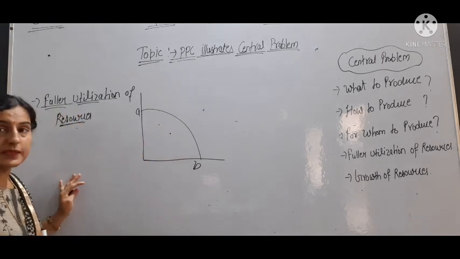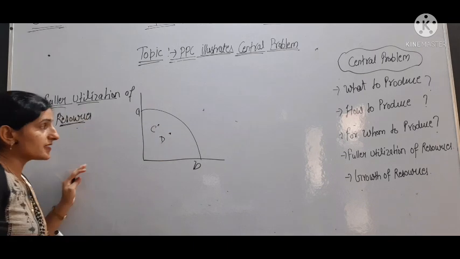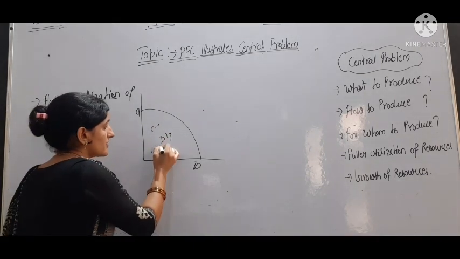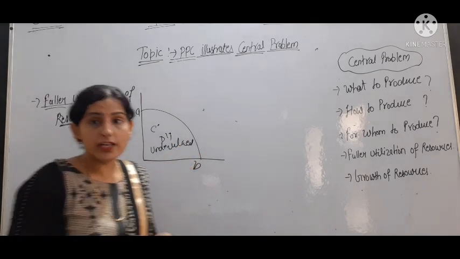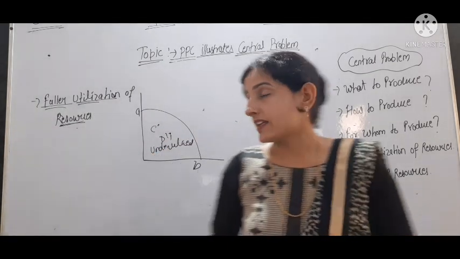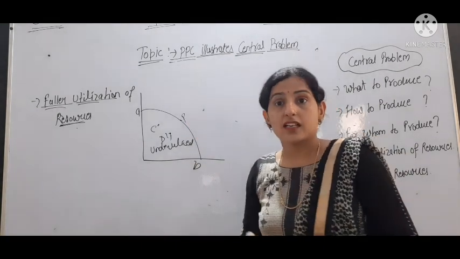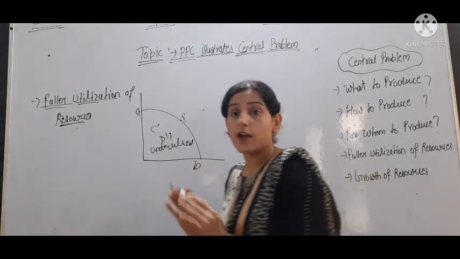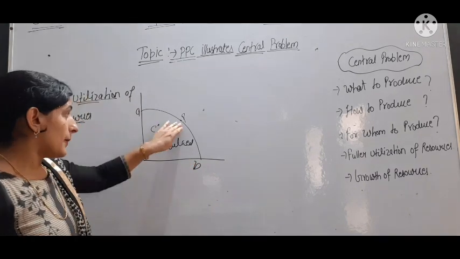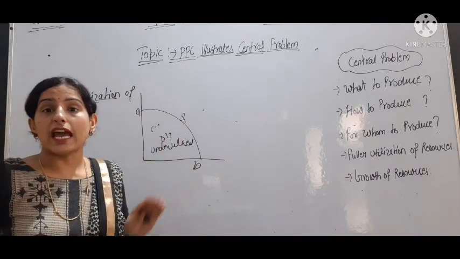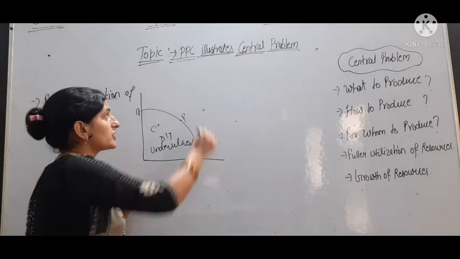inside the PPC, like we have taken points C and D, these points mean the resources are underutilized. Underutilized means resources are not properly fully utilized, they remain idle. But a combination like this combination P tells us that on this line resources are fully utilized. So a producer can produce the goods by taking any combination on the PPC line. Then we have growth of resources.